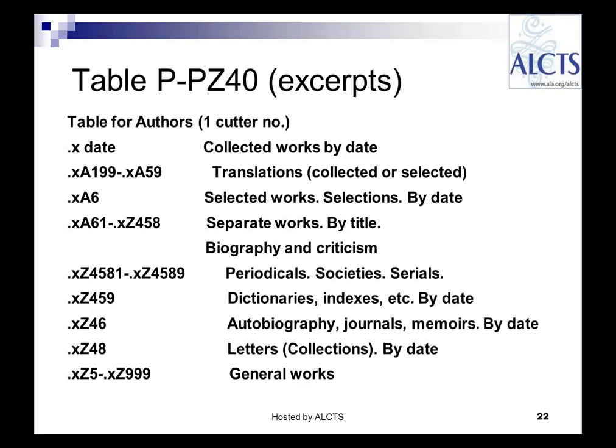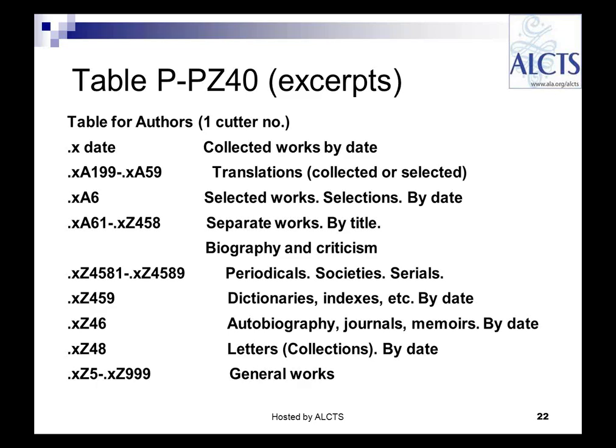Second cutter numbers for selections, A6; separate works, A61 through Z458; general works of biography and criticism, second cutter Z5 through Z999, etc., may be added.